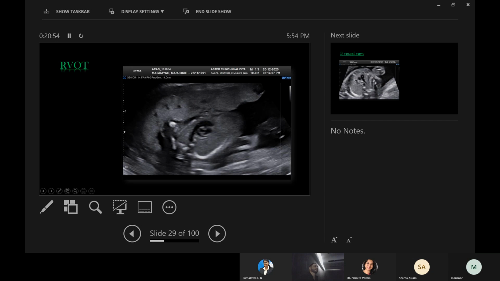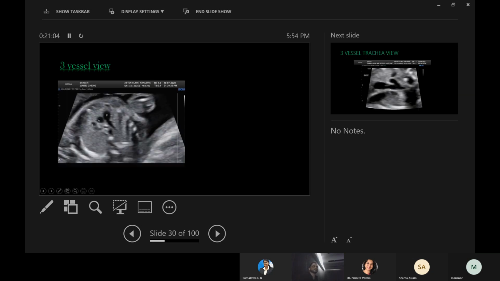This is the right ventricular outflow tract, right ventricle, pulmonary artery. This is the right branch of pulmonary artery. This is the ductal arch going into descending aorta. Now, apart from that, the extended basic scan also nowadays they have recommended to do. That is the three vessel view, pulmonary artery, aorta, and superior vena cava should be seen in line like this.